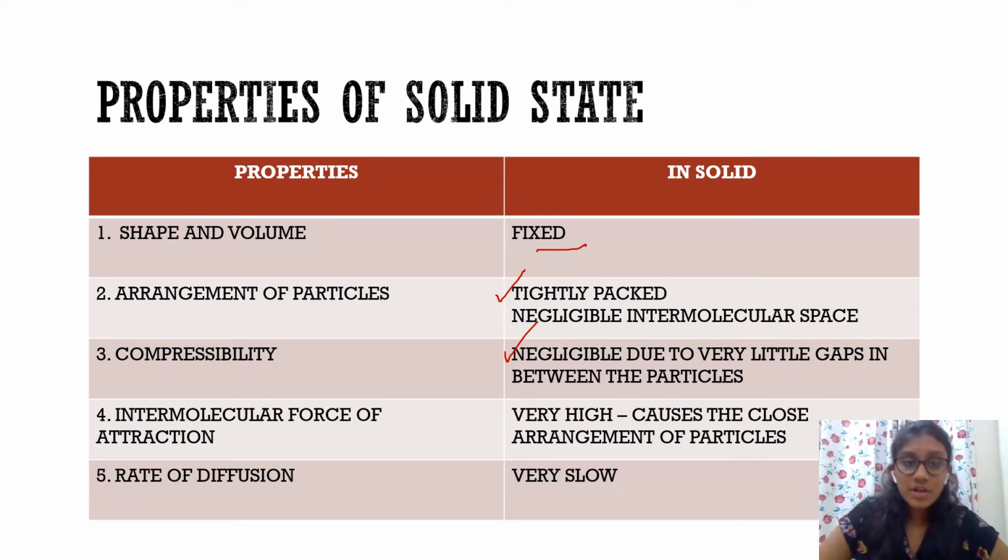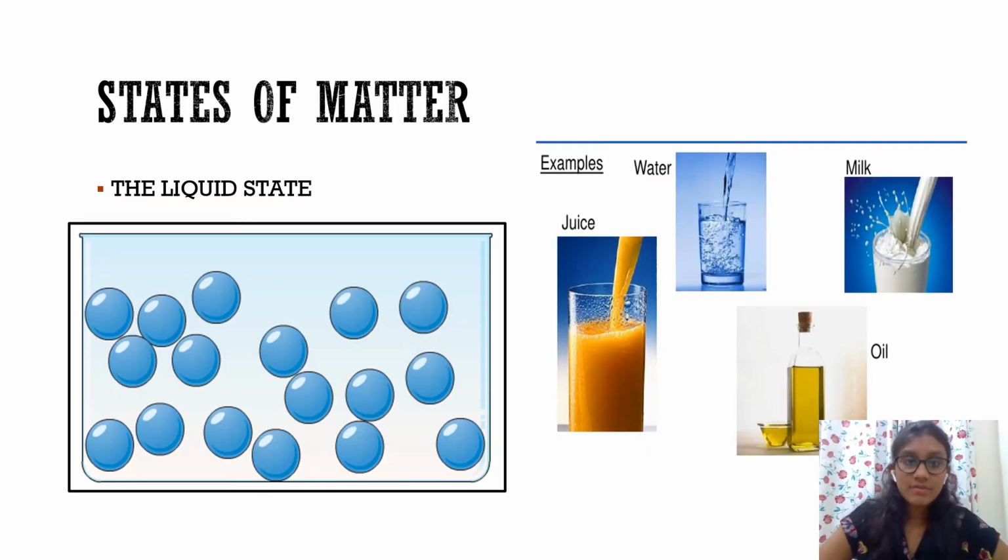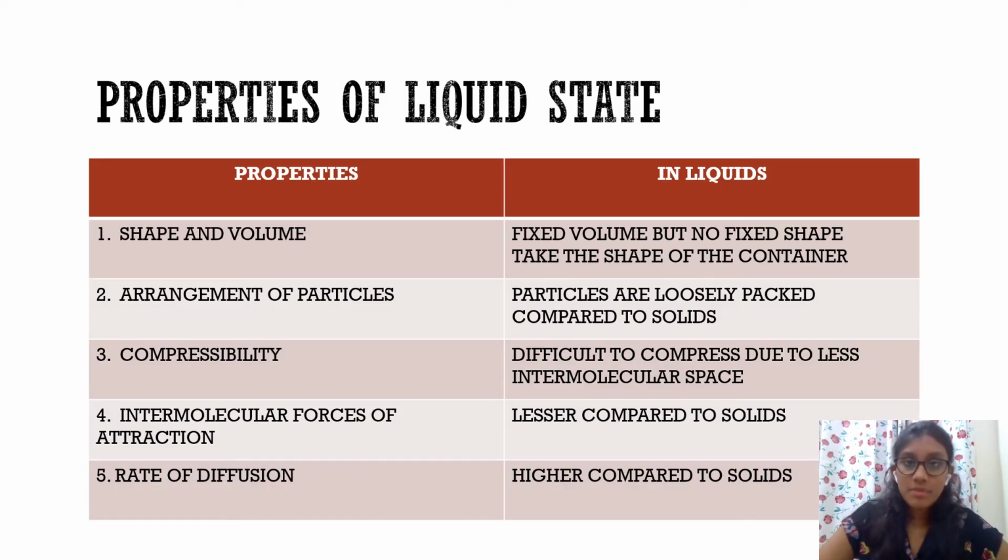The intermolecular force of attraction in solids is very high, and this is what causes the very close attachment of the particles. The rate of diffusion, which is the movement of a substance from an area of high concentration to an area of low concentration, is very slow in solids, again because the particles are very close to each other. The second state of matter, liquid state. Water, which is extremely essential for us to live, is an example of a liquid. These are the properties of the liquid state.